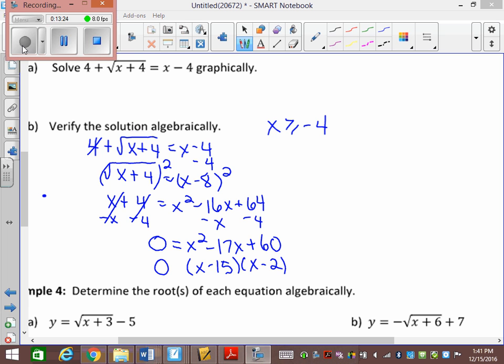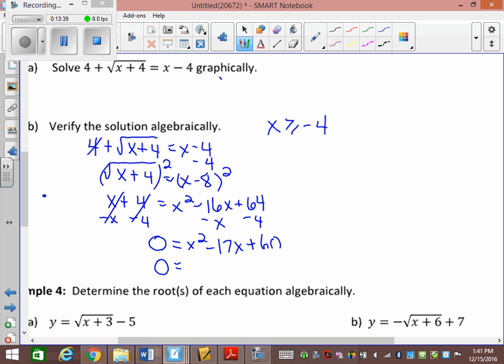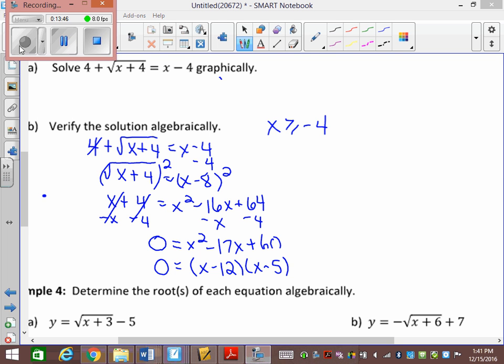That's hilarious. That's not true. That's not true at all. What is it? 12 and 5? That's not going to get me a thinner marker. Okay. x minus 12, x minus 5. Okay. x equals 12, x equals 5.